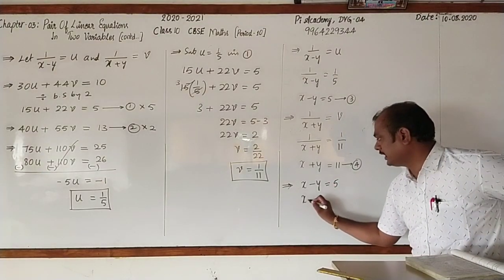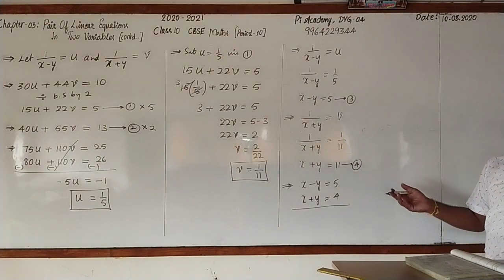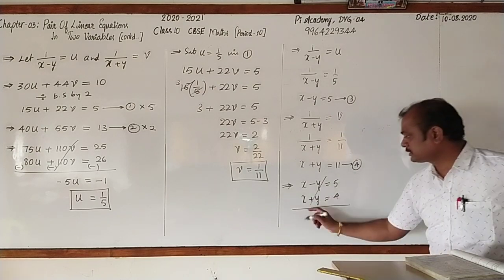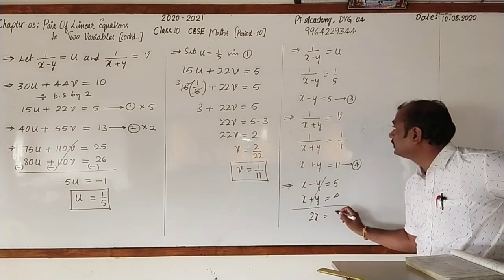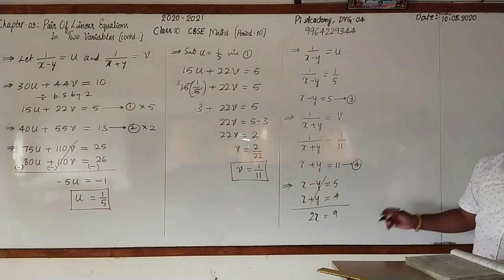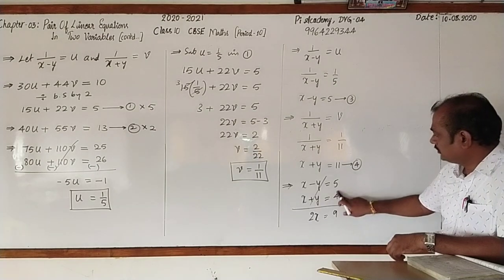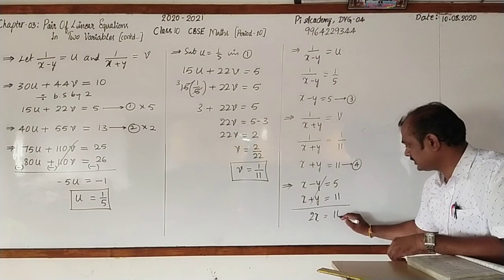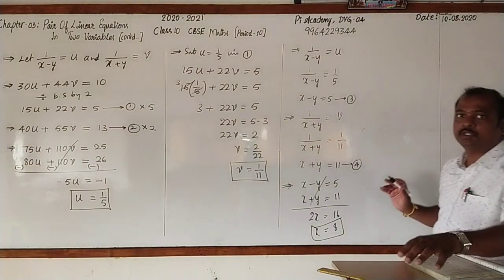Equation 3 is X minus Y is equal to 5. Equation 4 is X plus Y equal to 4. The coefficients are same and opposite in sign with respect to Y. Cancel this. What is X plus X? This is 2X. 5 plus 4, this is 9. Let us find out the value of X. No, this is not 4, this is 11. 5 plus 11 is 16, so X equal to 16 by 2 is 8. Hope that you have understood.